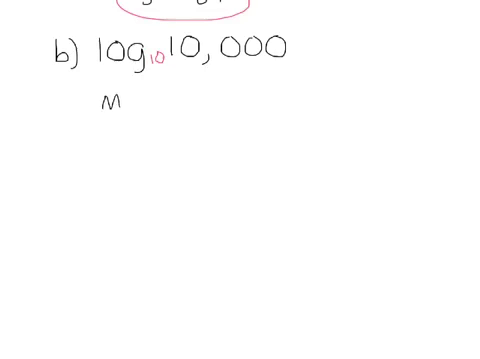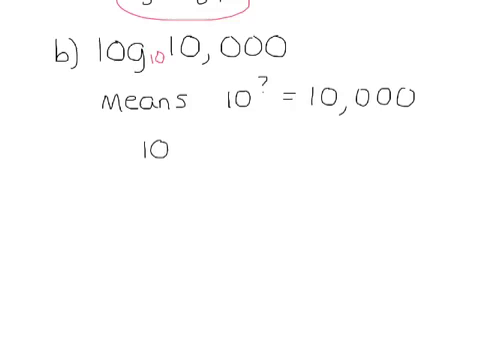So what this means is that base, 10, to what power gives me 10,000. Now we could take the approach like we did on the previous one. 10 to the first is 10, 10 to the second, 10 times 10 is 100, and so on. But because these are powers of 10, we might be able to do this a quicker way.